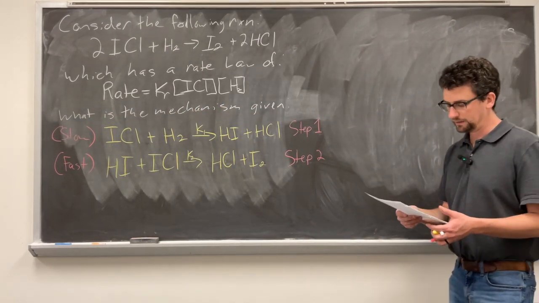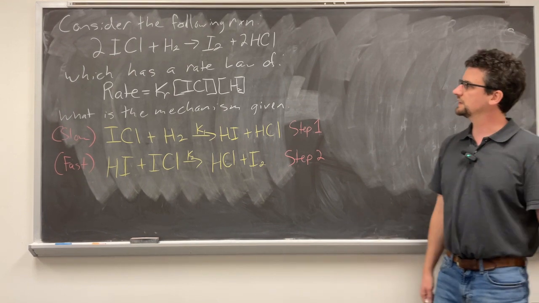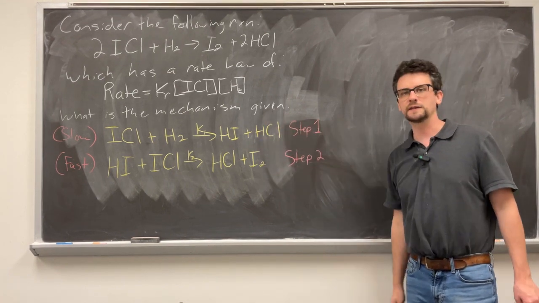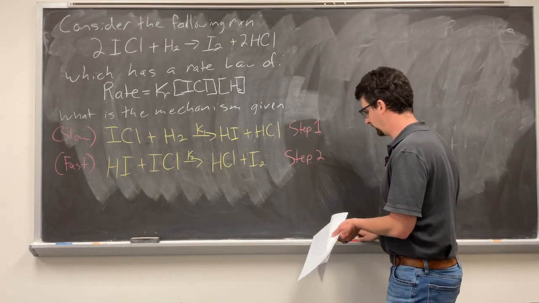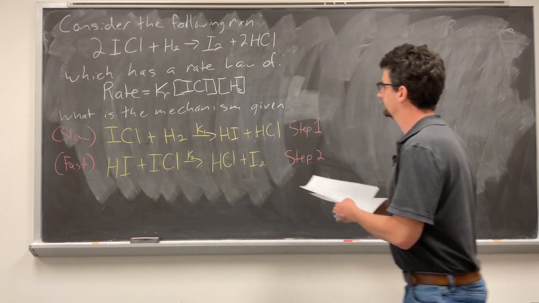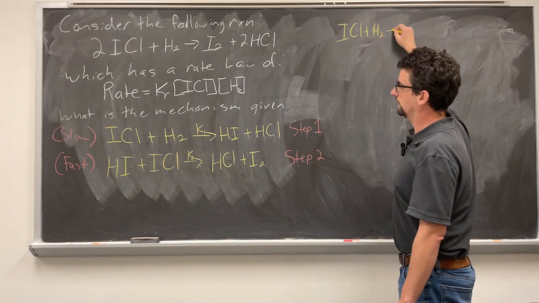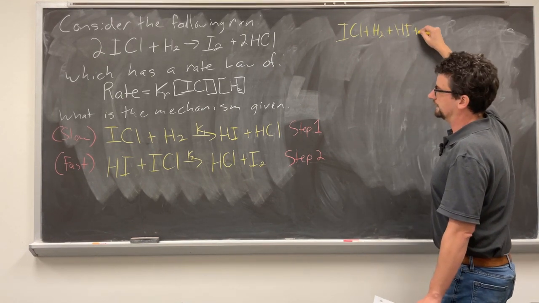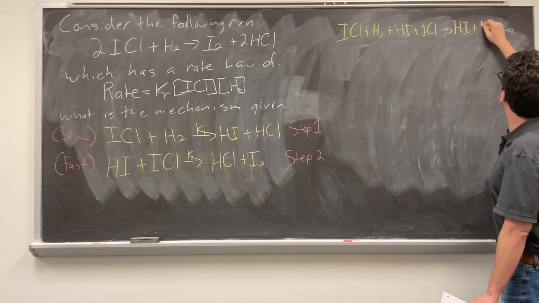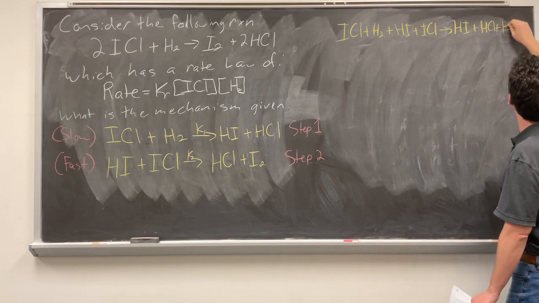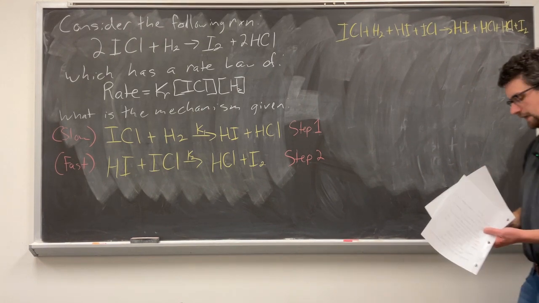Okay, let's look at some information with this. First, let's see what happens when we slap these two elementary steps together. So if we put those two steps together, we get ICl plus H2 plus HI plus ICl goes to HI, HCl, HCl plus I2. Okay, there's going to be some things that cancel out.